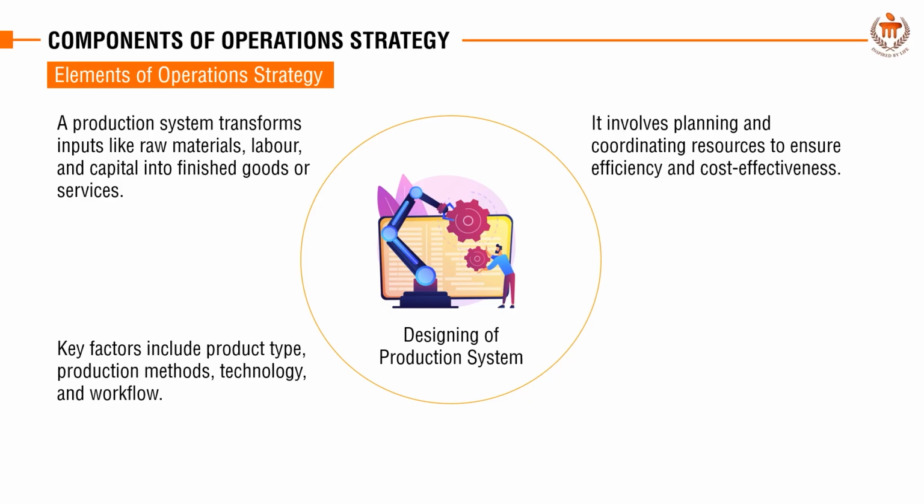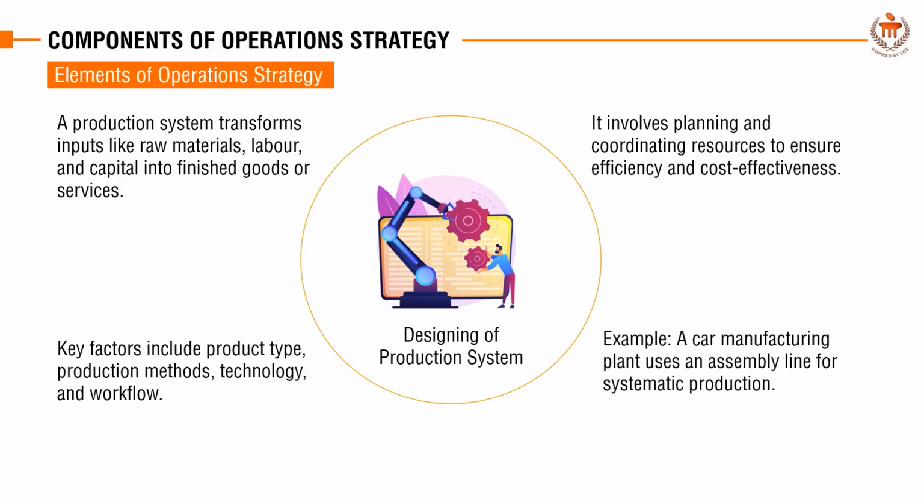A well-designed system considers factors like the type of products, production methods, technology, and workflow to optimize efficiency and minimize cost. For example, in a car manufacturing plant, the production system might involve an assembly line where different parts are sequentially added to the vehicle, with each stage requiring specific material and labor, ensuring the final product is ready for sale in a cost-effective and timely manner.